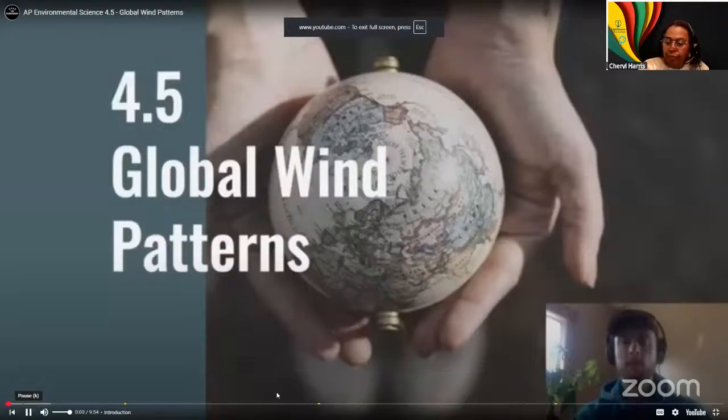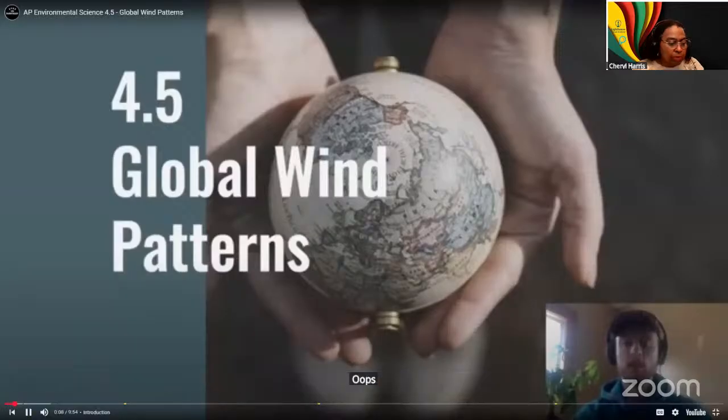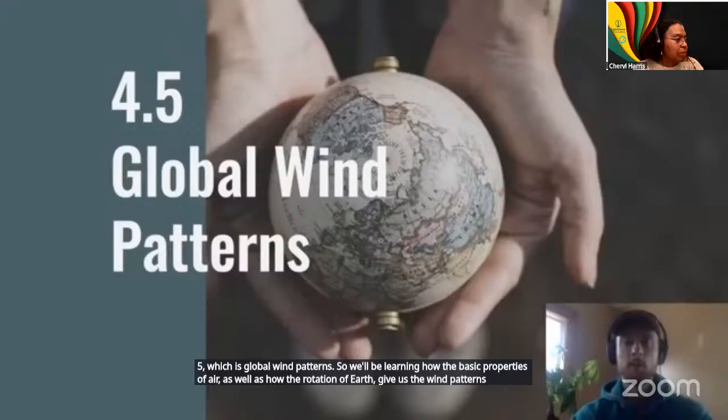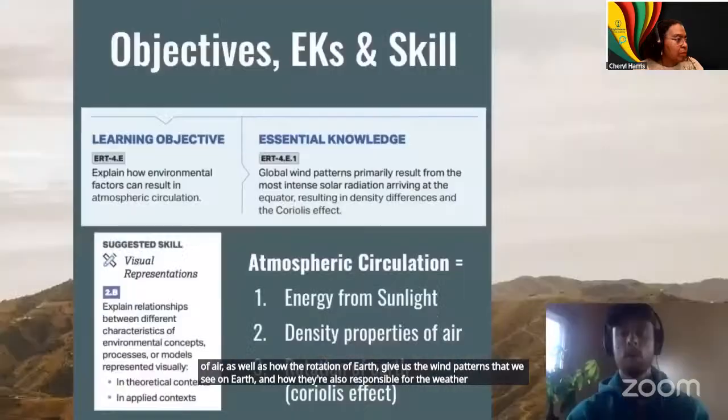4.5, which is global wind patterns. So we'll be learning how the basic properties of air, as well as how the rotation of Earth, give us the wind patterns that we see on Earth, and how they're also responsible for the weather patterns that we see.